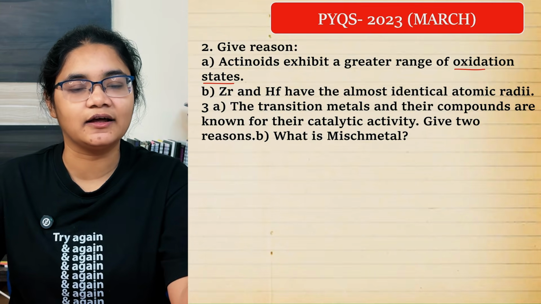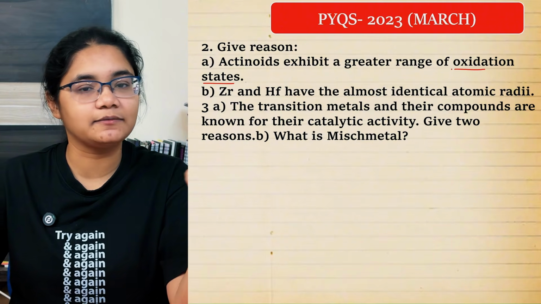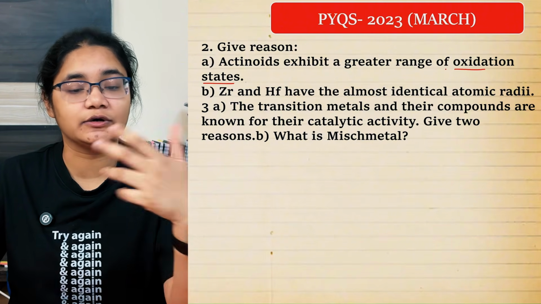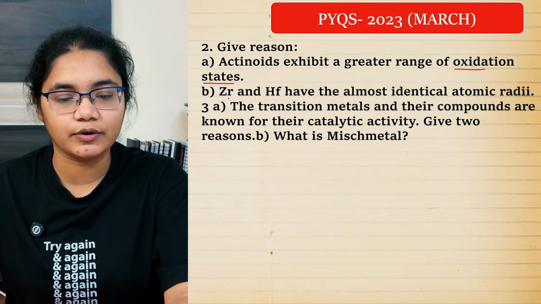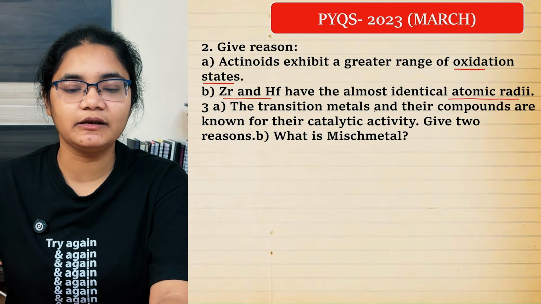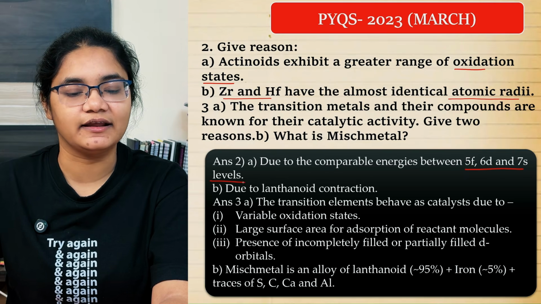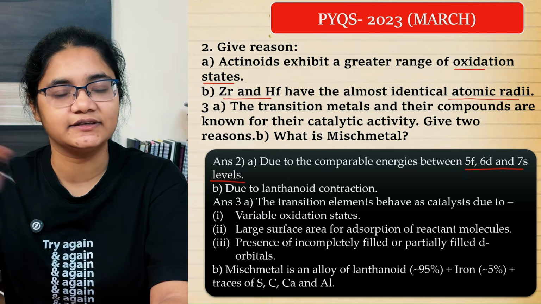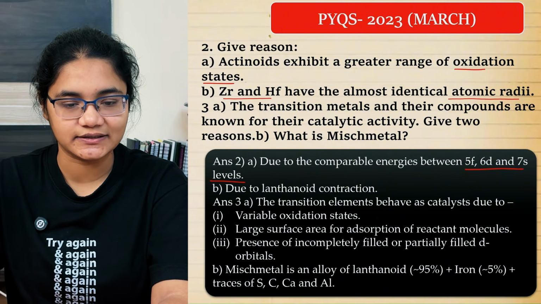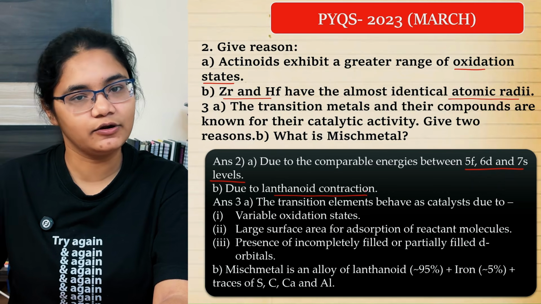Now moving to the next one: actinoids exhibit a greater range of oxidation states. We have just seen the difference between lanthanoids and actinoids. Lanthanoids have mainly +3, sometimes +2 and +4 also, but actinoids show +3, +5, +6, +7. So what is the reason for that? Next question is zirconium and hafnium have almost similar atomic radii. This is very simple. First of all, due to the comparable energies between 5f, 6d and 7s levels, the electrons can easily be donated for bonding, and that is why they show variable oxidation states. Next, zirconium and hafnium have identical radii because of lanthanoid contraction.